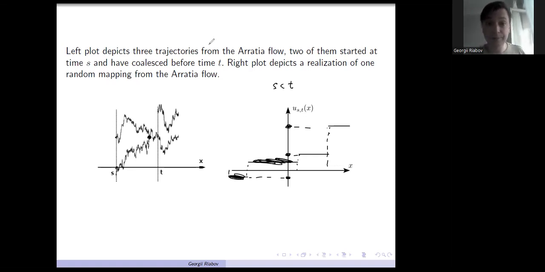In fact, these random mappings are not even defined for all x because I didn't mention how we define these mappings at points of discontinuity. We can take the limit from the left or the limit from the right, or who knows, maybe we can take some intermediate value. And actually, this is not an easy question how to define the Arratia flow at points of discontinuity.